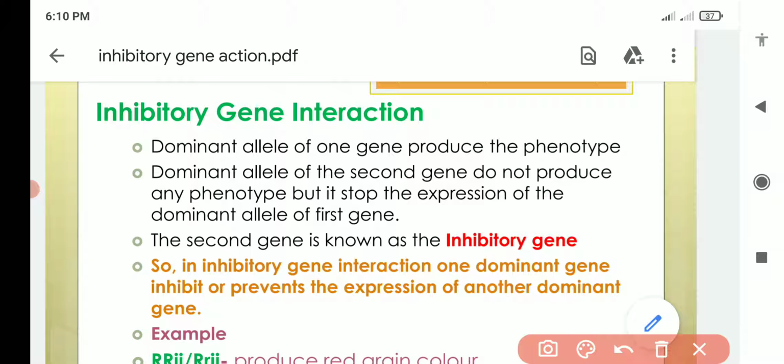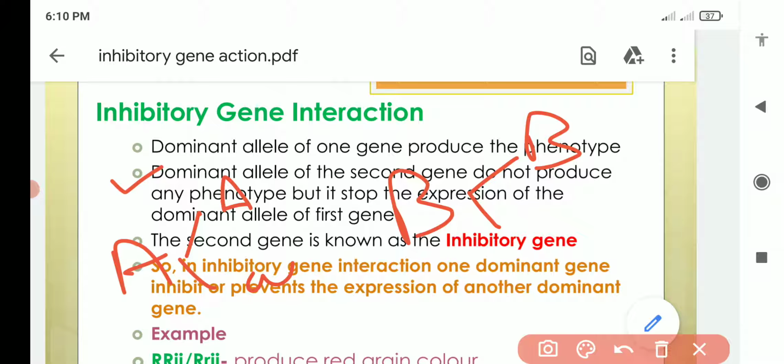Then the dominant allele of the second gene will not produce any phenotype, but it will stop the expression of the dominant allele of the first gene. Suppose this was the A gene, it will have two alleles, capital A and small a. The other gene B will also have two alleles, capital B and small b. So this A is having some phenotype, it is producing some character.